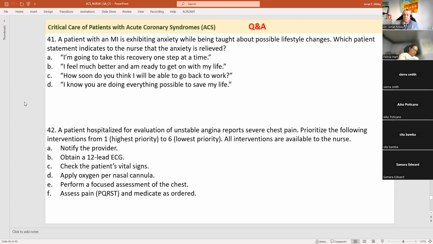41. A patient with an MI exhibiting anxiety is being taught about possible lifestyle changes. Which patient statement indicates to the nurse that the anxiety is relieved? I'm going to take this recovery one step at a time. Right, yeah. So A, okay.